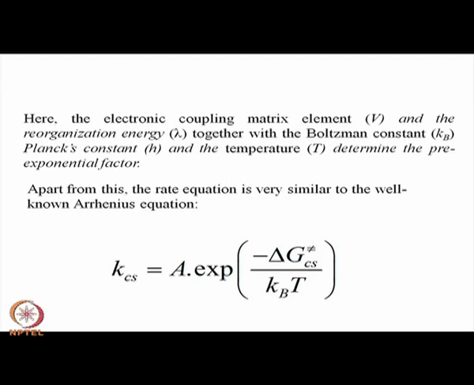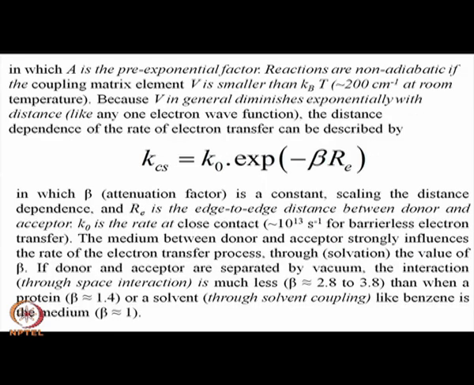Apart from this, the rate equation is very similar to the well known Arrhenius equation, that is k equal to A into e to the power minus delta G double dagger by kT, in which A is the pre-exponential factor and reactions are non-adiabatic if the coupling matrix V is smaller than Kb into T, that is the thermal energy, because V in general diminishes exponentially with distance.